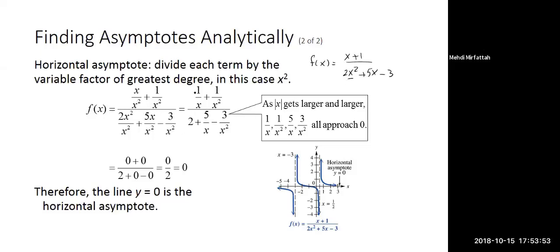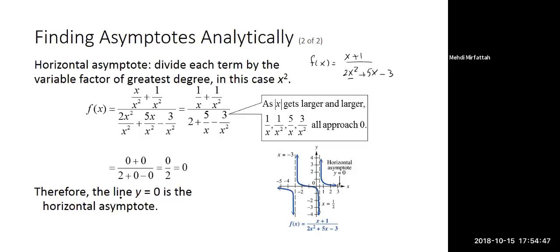You can reduce x over x squared to 1 over x, and 2x squared over x squared just gives me 2. 5x over x squared gives me 5 over x. As x gets larger and larger, 1 over x is going to get smaller and smaller. So if you have 1 over x, as you increase x to infinity, 1 over 10,000 becomes a very small number. As I increase x, 1 over x would be almost nothing, equal to 0. So as I increase x, 1 over x becomes 0, 1 over x squared becomes 0, 5 over x and 3 over x squared all become 0. So this whole thing would be equal to 0 over 2, which is equal to 0.